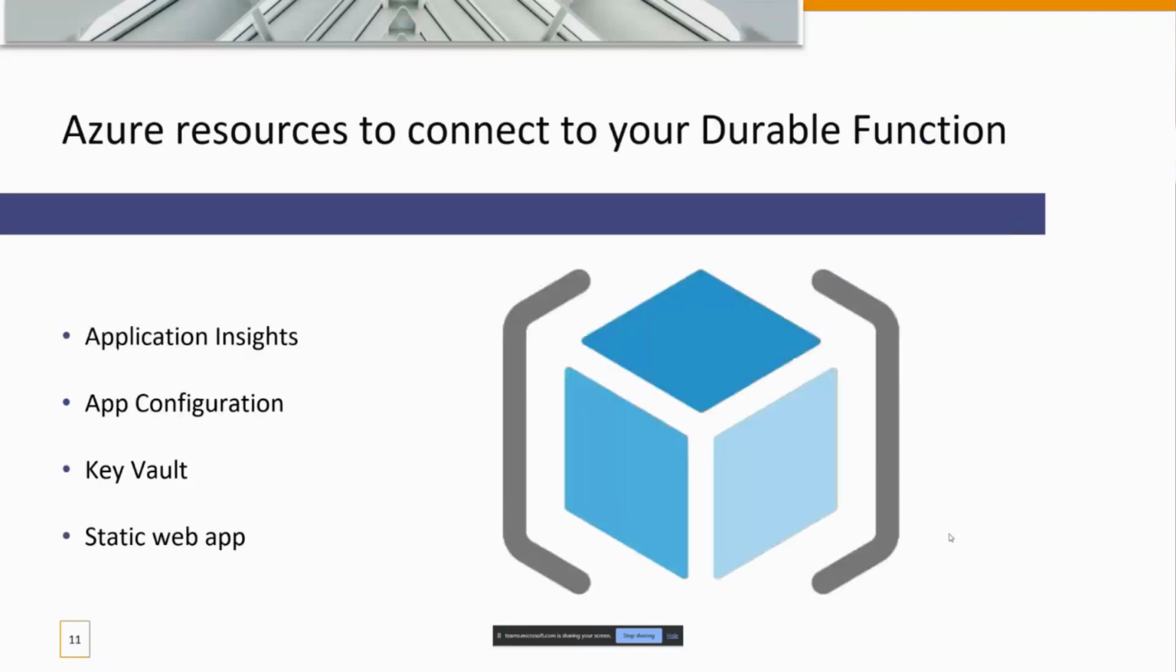Last thing I want to cover, Azure resources to connect to your durable function. So the great thing about utilizing Azure is they typically do a great job of making sure that their resources can connect to other resources so that you can utilize them in effective ways. So I want to highlight some of the good ones that you can utilize for a durable function. First thing is Application Insights. This particular Azure resource can be used to monitor performance, logging, and diagnostics of your durable function runs.